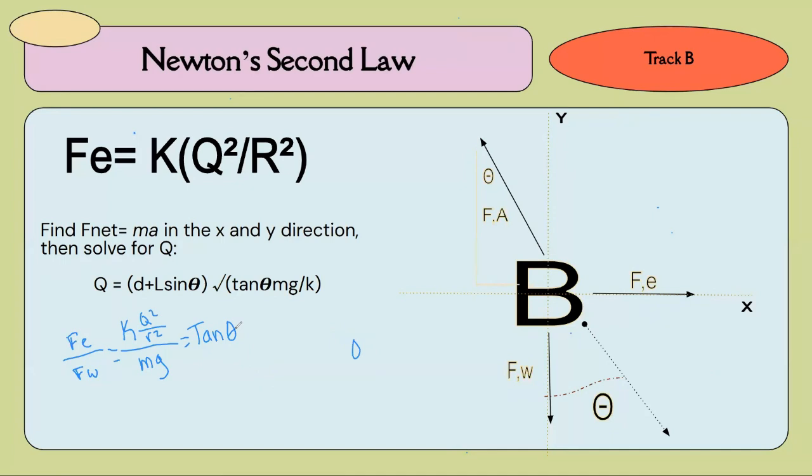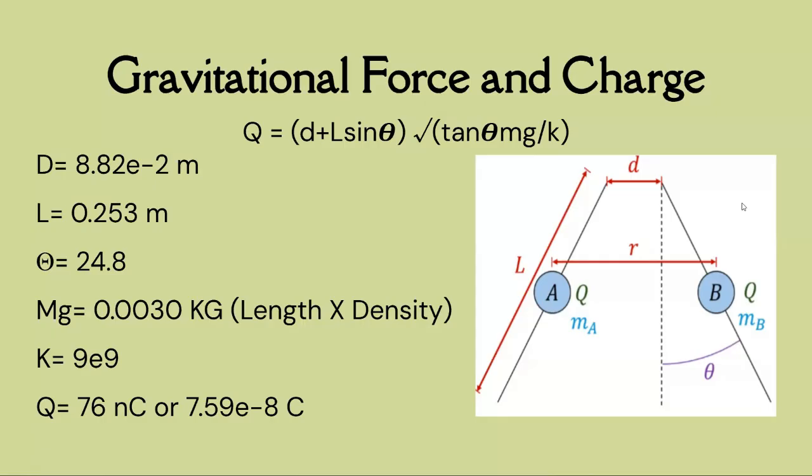Now we solve this equation here for Q, and this is what we get, with this being our R that we solved in the previous slide. These are what we found using Tracker: D, L, sine theta, and mg, which we found by using the length multiplied by the density. K is our constant, and Q is what we gathered from plugging it all into our equation.